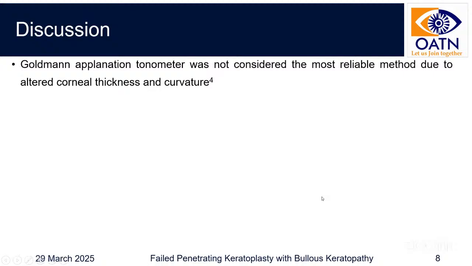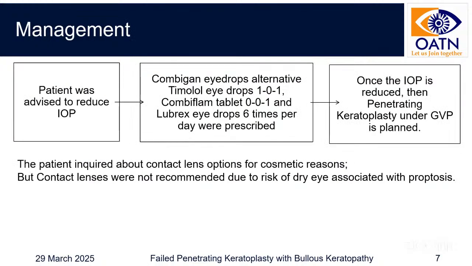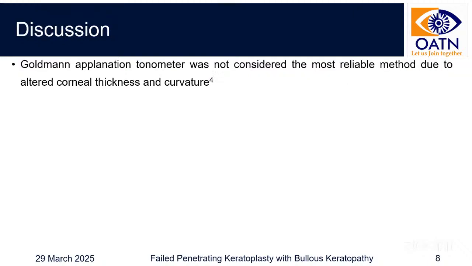The patient also inquired about the contact lens option for cosmetic reasons, but the contact lens option was not recommended due to the risk of dry eye. In our case, NCT was performed, but IOP can't be measured due to the opacification and no applanation. On the other hand, the standard Goldmann applanation tonometer is not considered the most reliable method due to the altered corneal thickness and curvature, because GAT can underestimate the IOP in such cases.